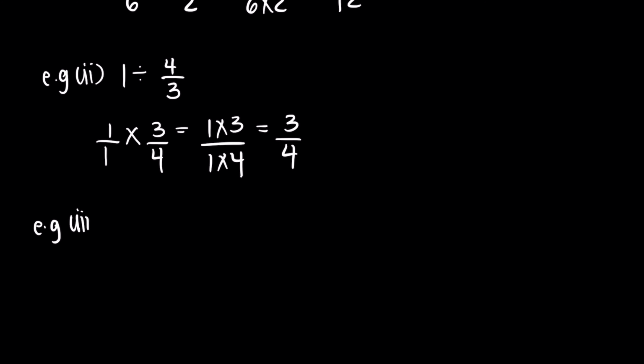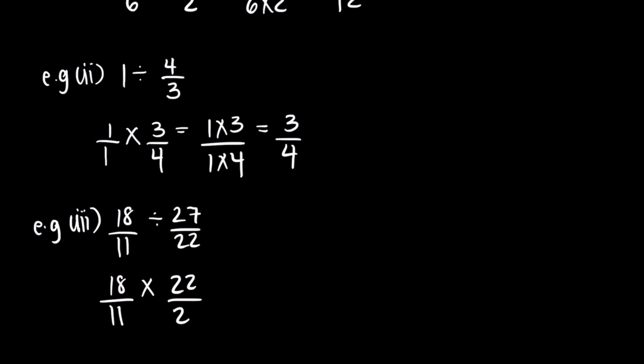Example 3. 18 over 11 divided by 27 over 22. So we have 18 over 11 multiplied by the reciprocal of 27 over 22, which is 22 over 27. There is nothing to simplify vertically, but we can simplify diagonally. 11 divided by 11 is 1, and 11 goes into 22 twice.